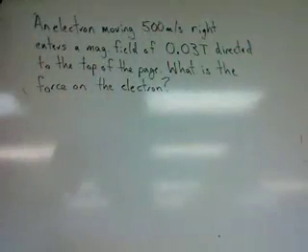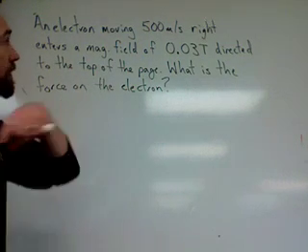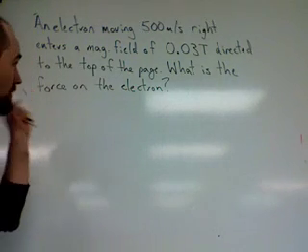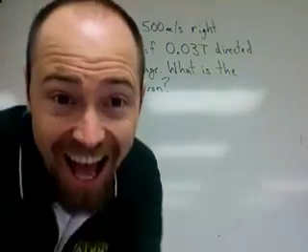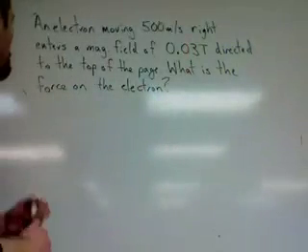It says we have an electron. It's moving 500 meters per second to the right. It enters a magnetic field of 0.03 Teslas. That magnetic field is directed to the top of the page, and we want to find the force on the electron. I am a big fan of drawing a diagram, so let's draw a diagram of what's happening.